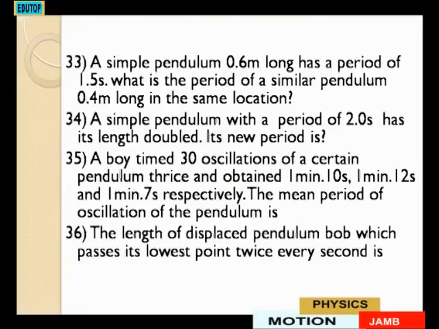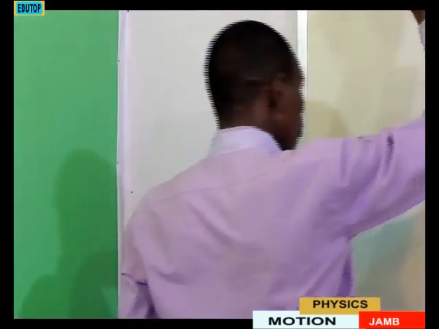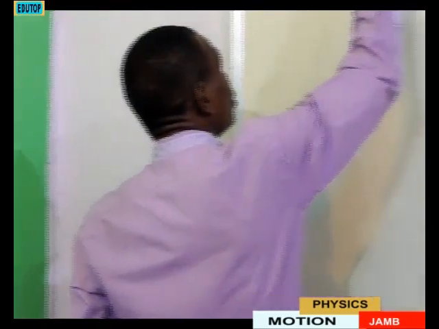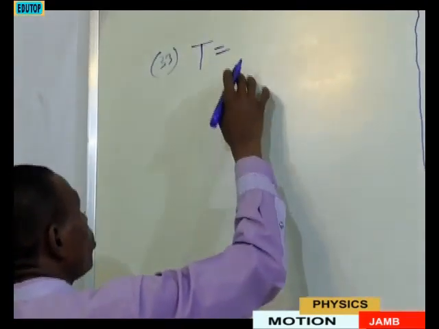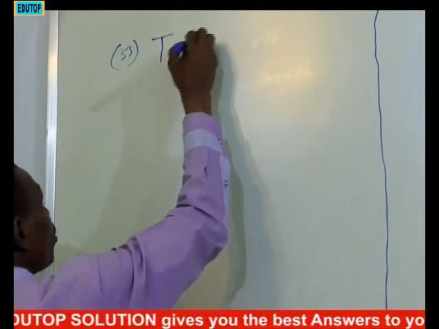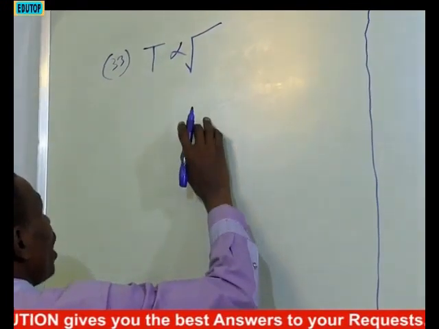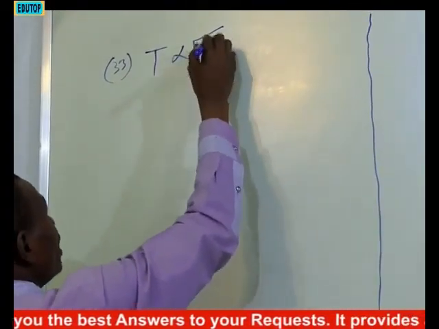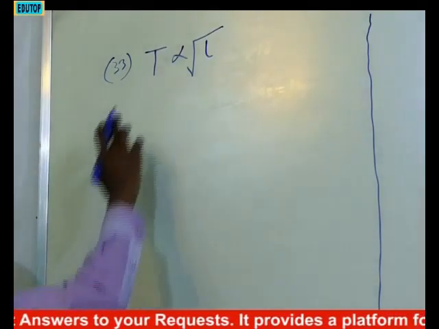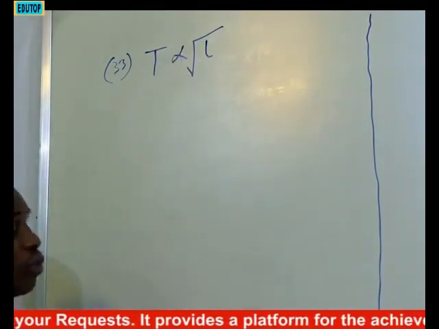Question number 33. A simple pendulum 0.6 meter long has a period of 1.5 seconds. What is the period of a similar pendulum 4.4 meter long in the same location? We are posed this question. The period of motion for a simple pendulum is directly proportional to the square root of its length. Yes, the period is directly proportional to the square root of its length.